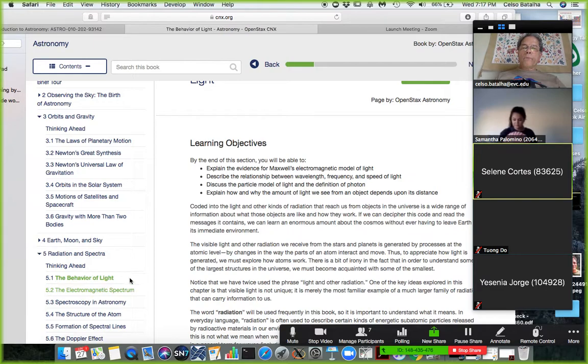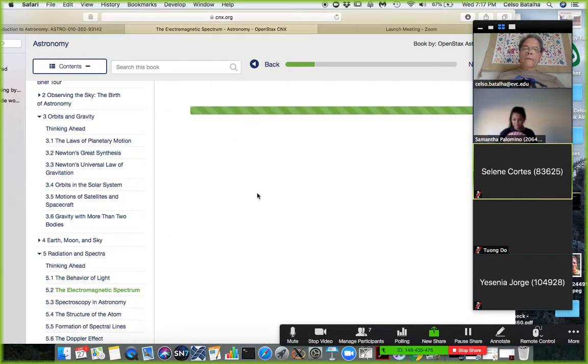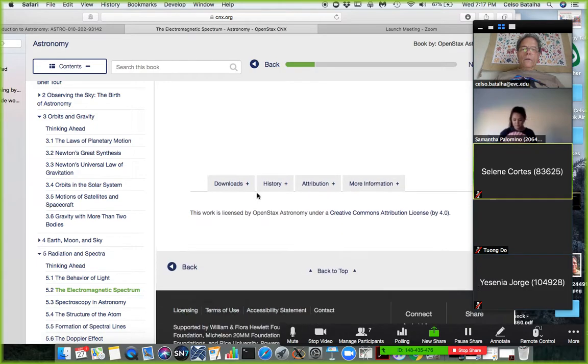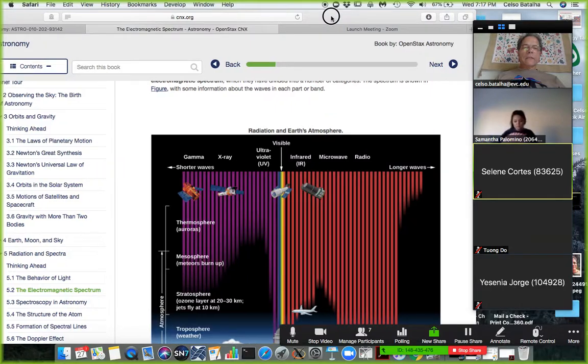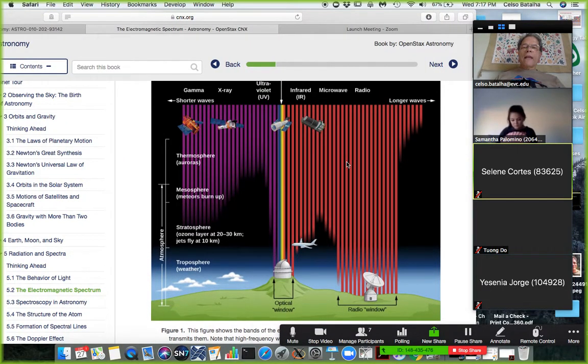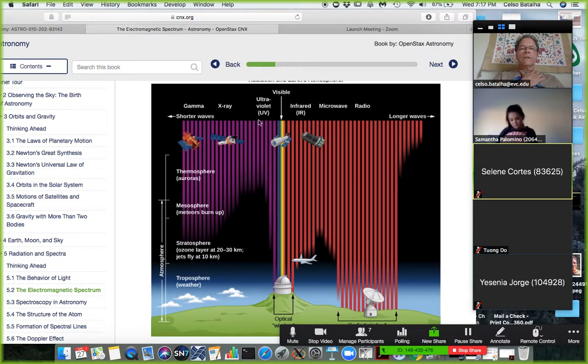In section 5.2, it shows light as a display of electromagnetic radiation. And let me show you up here. You all can see this, right? You have gamma rays, X-rays, ultraviolet, visible, infrared, microwave, radio, and longer radio waves.